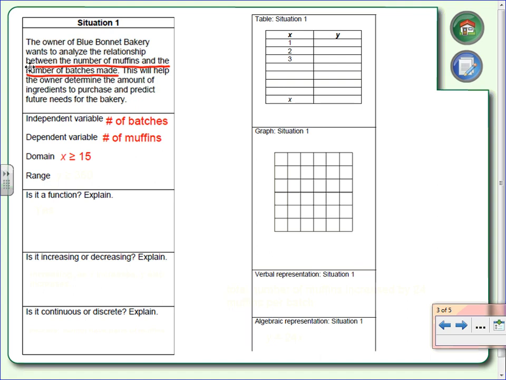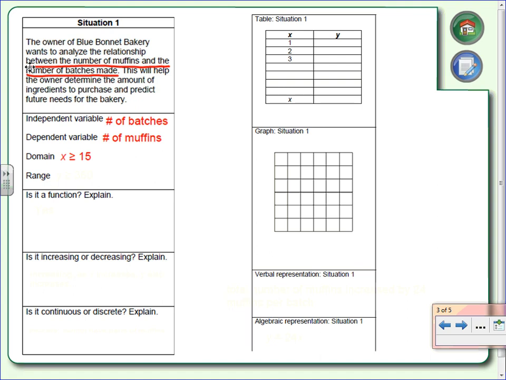15 batches every single day. Now let's talk about the range, the y values. This time we're talking about the number of muffins. How many muffins are they making?